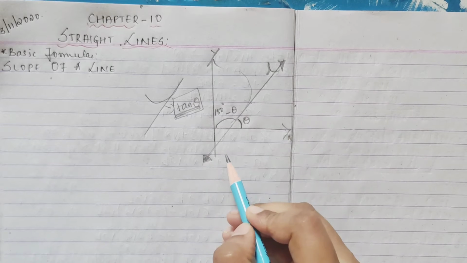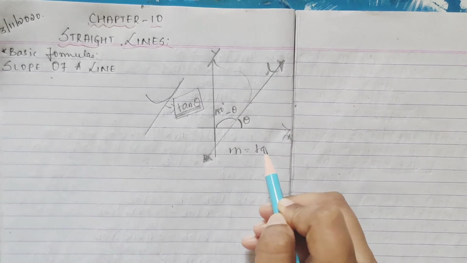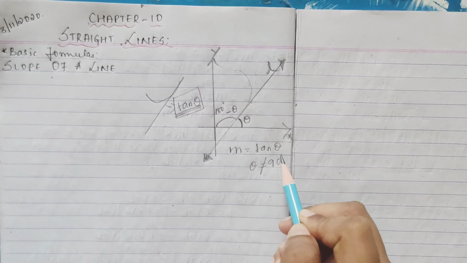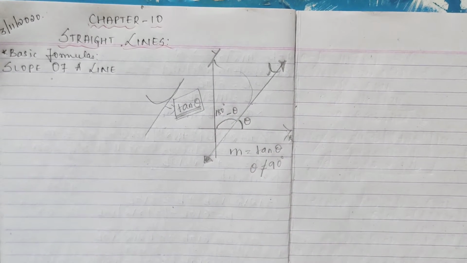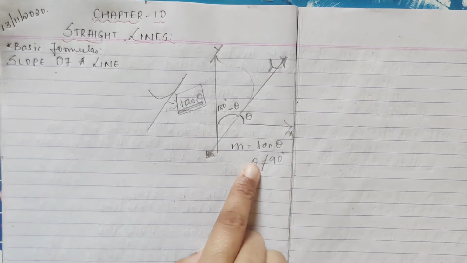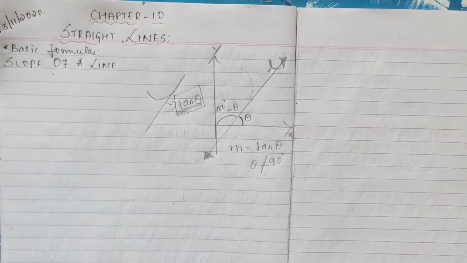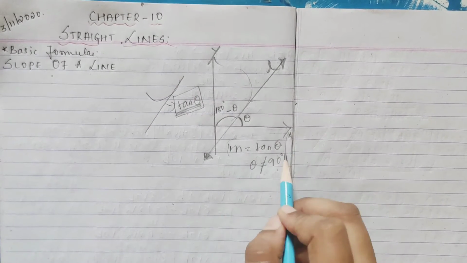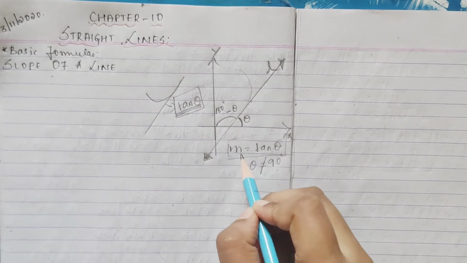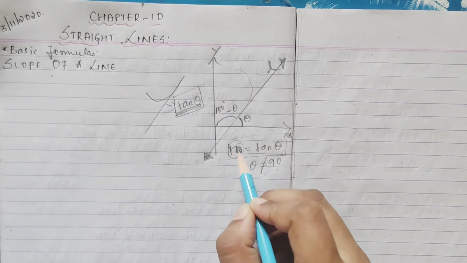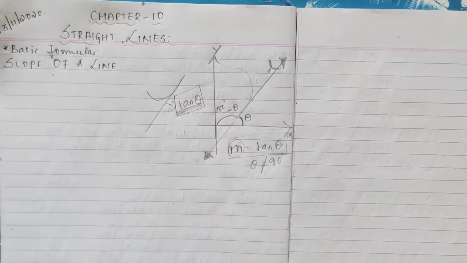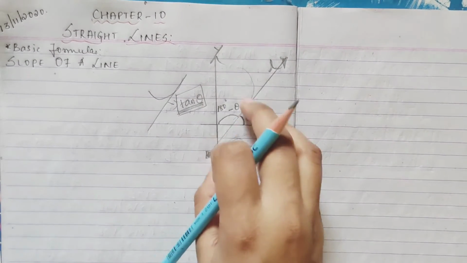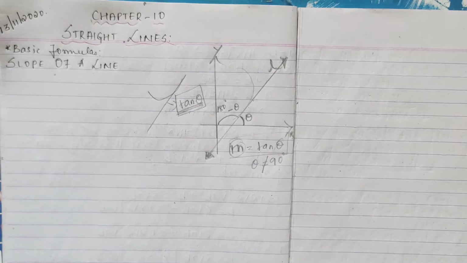Slope of a line is denoted by m. m is equal to tan theta. Your theta should not be equal to 90 degrees, they have said, because if theta is 90 degrees, tan 90 is not defined, right? So tan theta, except theta equal to 90 degrees, can take any other angle. So the slope of a line is always given as m equals tan theta. Only this is the form. You can write that definition. I'll tell you what to write. This was just the explanation part.